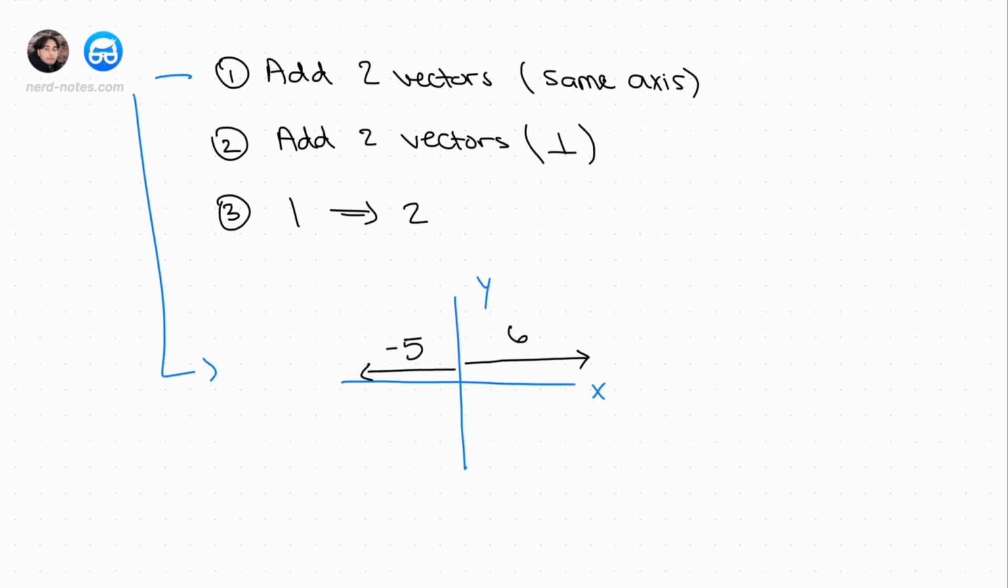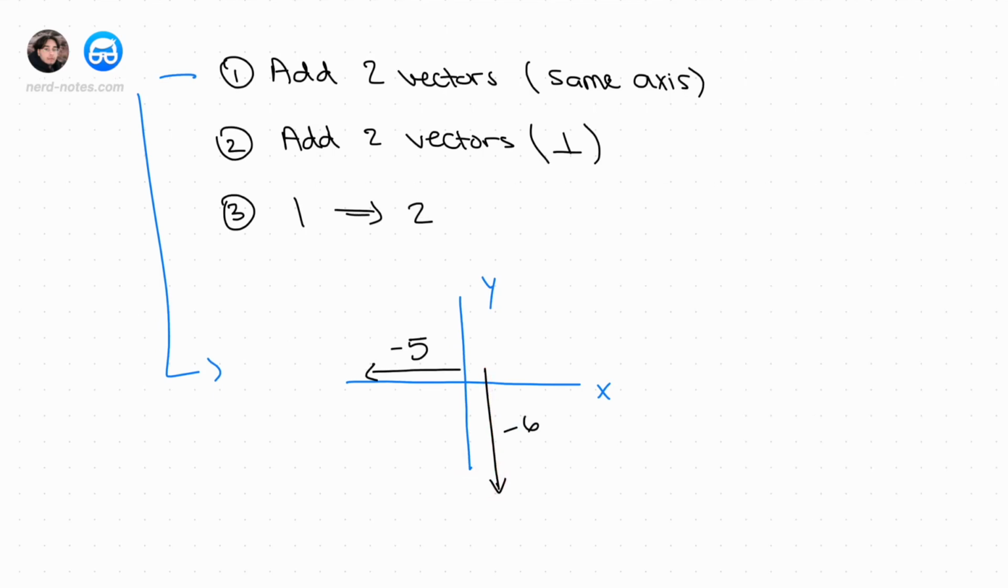Now, let's do the same example, but this time I actually want to make them perpendicular, so that they lie on two different axes. Let's make this -5 and keep this right here. Instead, let's take this 6 and move it down like that. So now this is going to be -6, because this is pointing down, and usually down is negative.